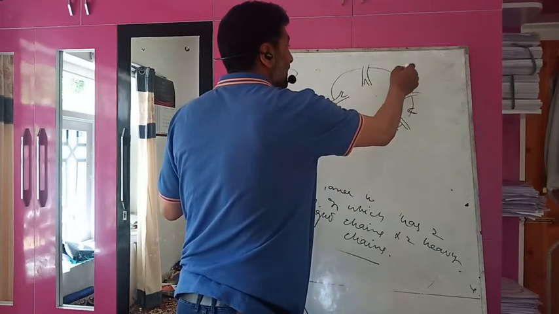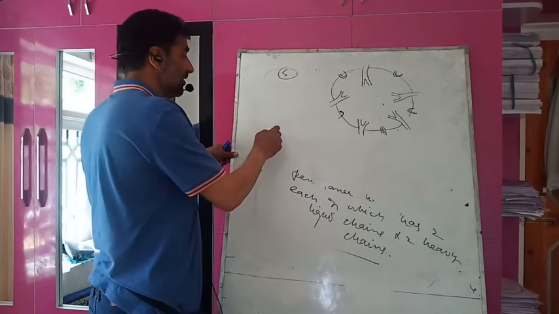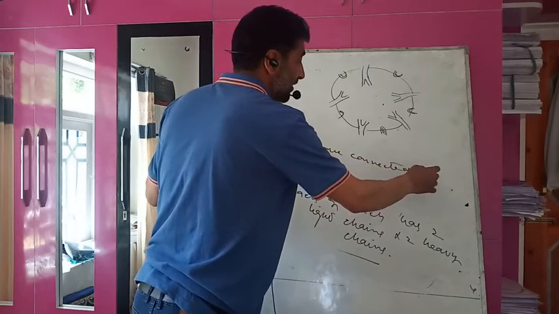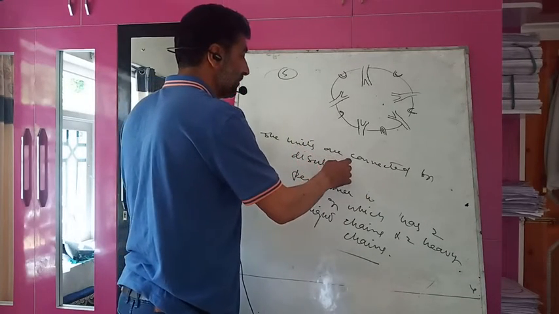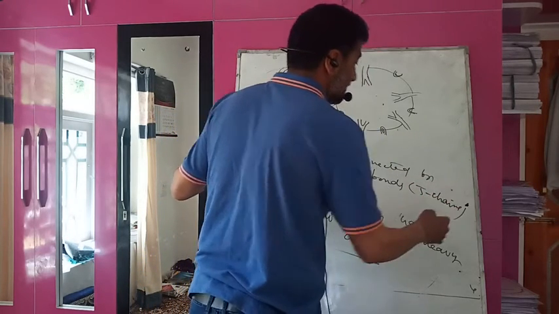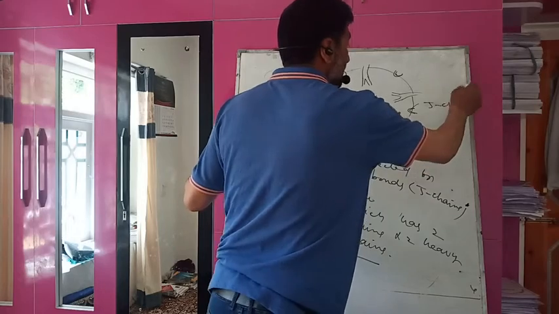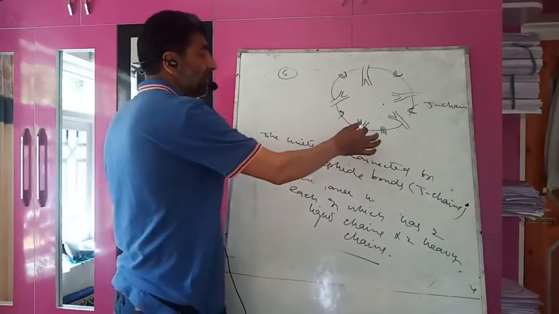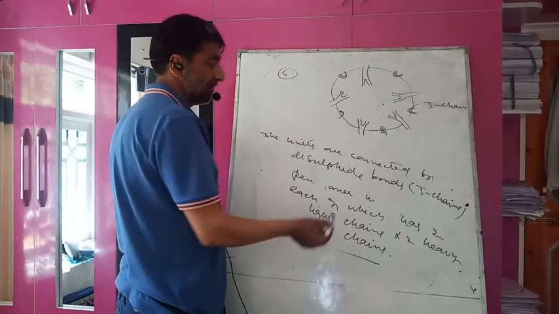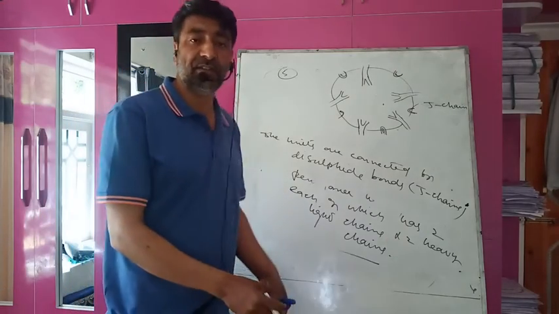Dimension and disulfide bonds. We have one J chain. As I show, the units are connected by disulfide bonds. The J chain connects the units; each unit has two heavy chains and two light chains.